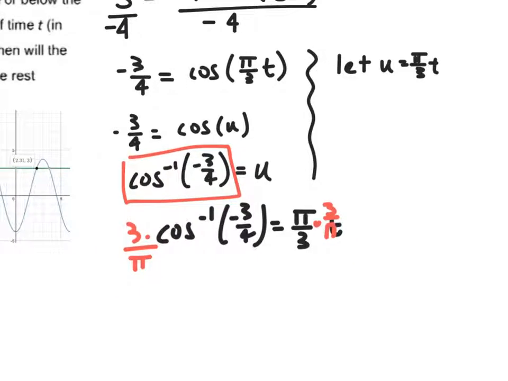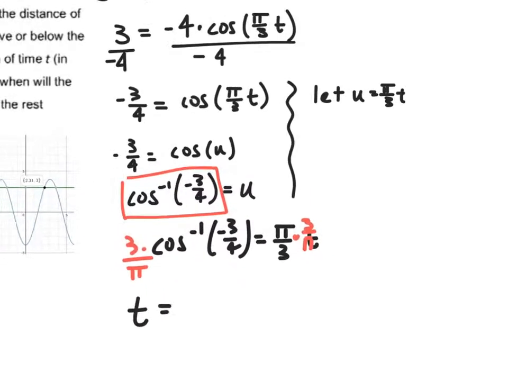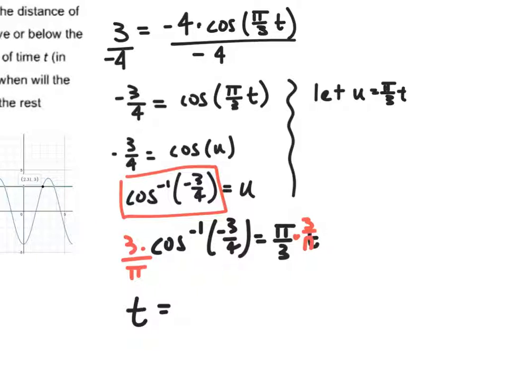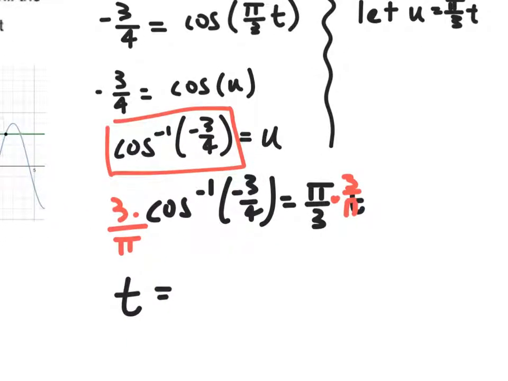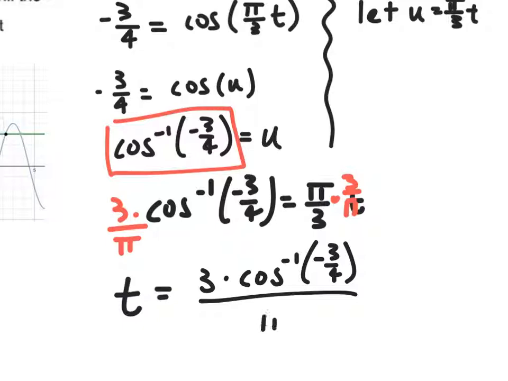So if I wanted to find what t is, I could plug this in the calculator. And you don't have to do the u substitution on this one necessarily. You could just do the inverse the way that it is. But t would equal 3 times cosine inverse of -3/4 all divided by pi.